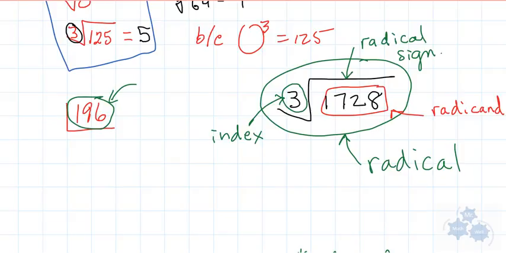So if I'm talking about something and I say the radicand, now you know which number I'm talking about, right? Okay, so that's just some terminology. We're going to go back to some prime factorization.